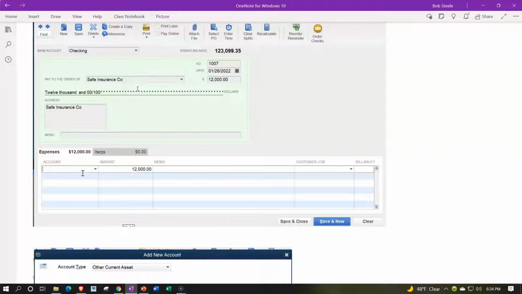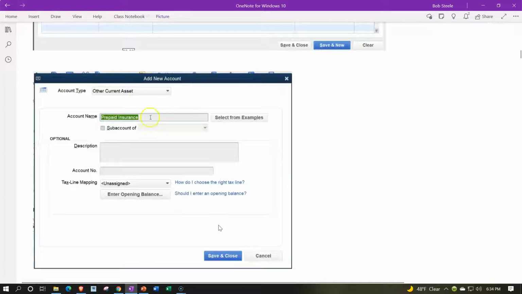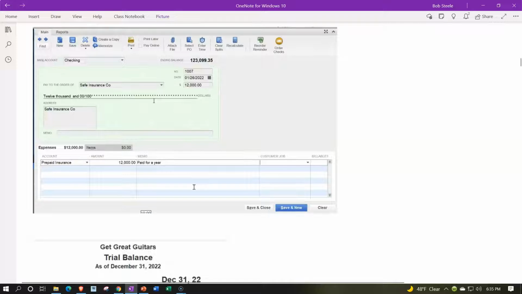This same kind of concept can apply to any other thing where you're prepaying, paying before you get the goods or services. So if we then scroll down, we're going to be adding the prepaid insurance. Instead of an expense account, it's going to be an other current asset type of account. So here is our check, decrease in the checking account, other side going to the prepaid expense.